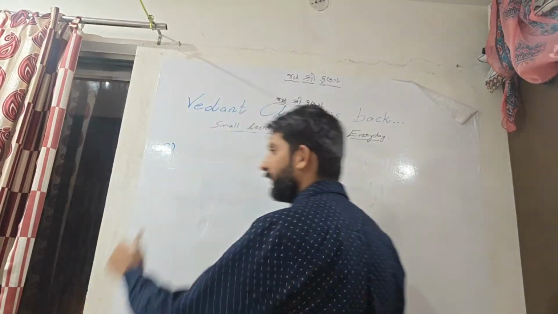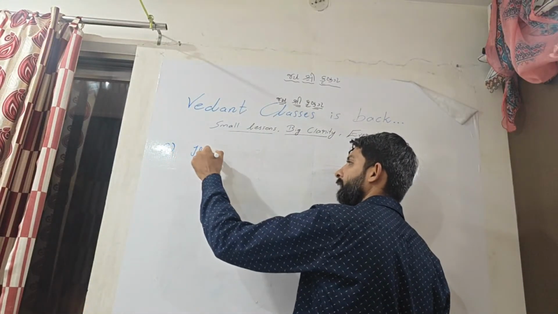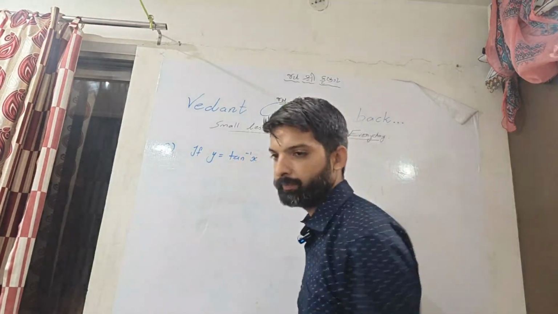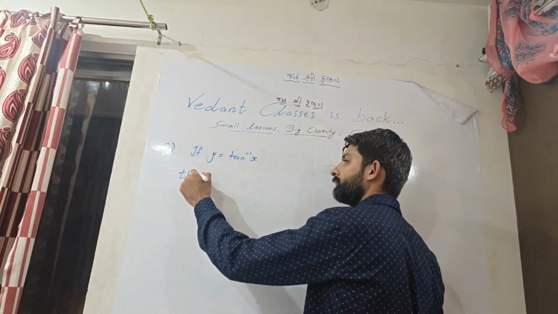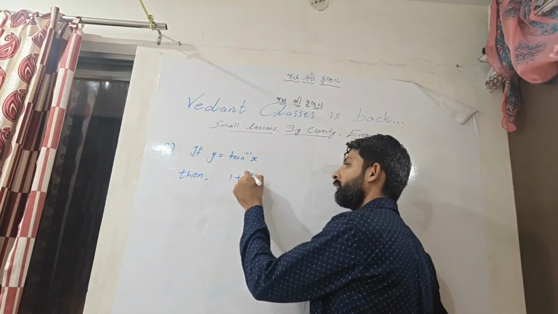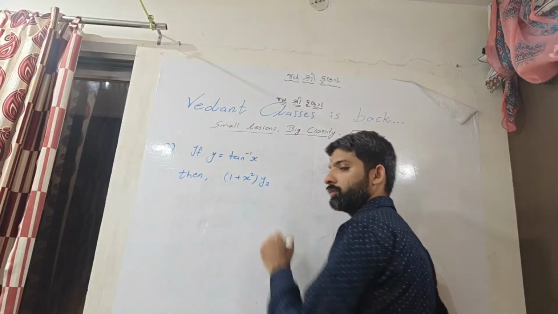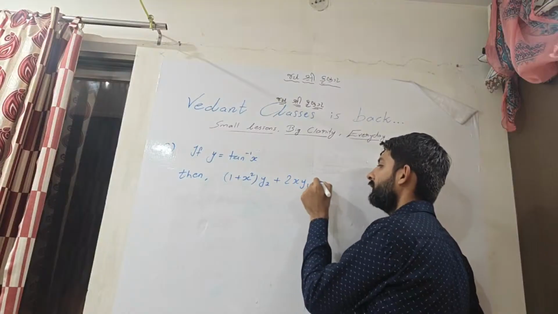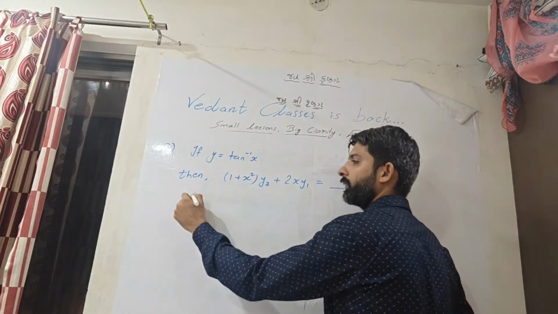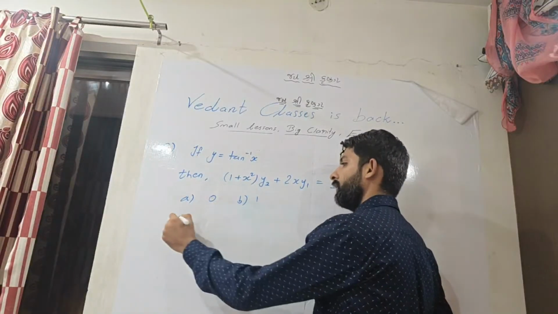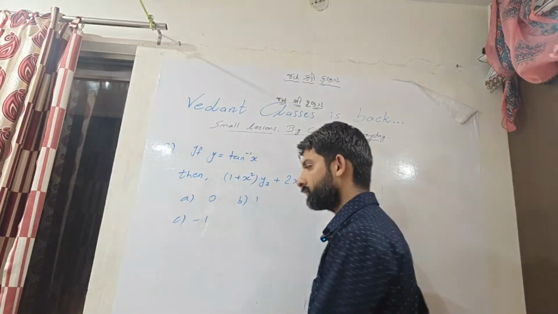If y is equal to tan inverse x, then 1 plus x square into y2 plus 2xy1 is equal to blank. Your options will be 0 or 1, minus 1 and 2.